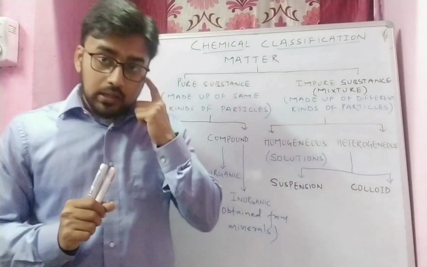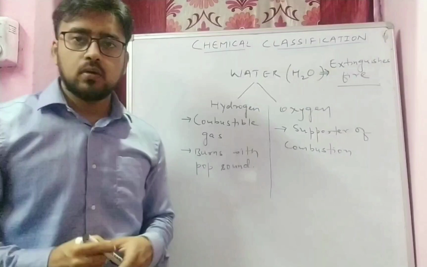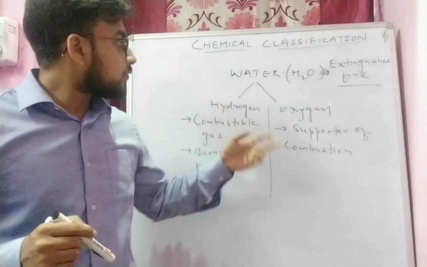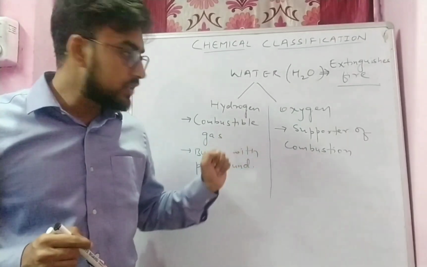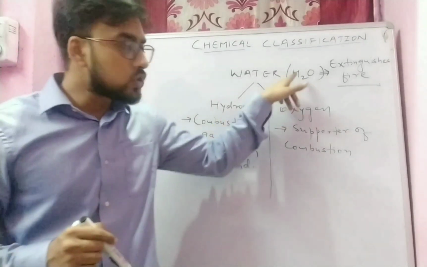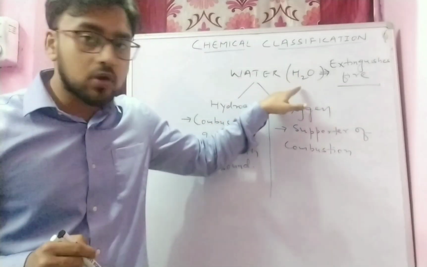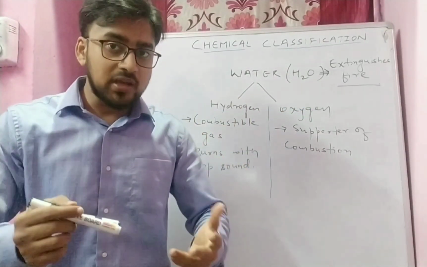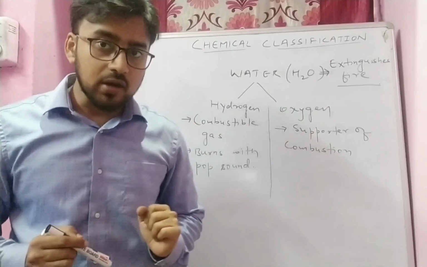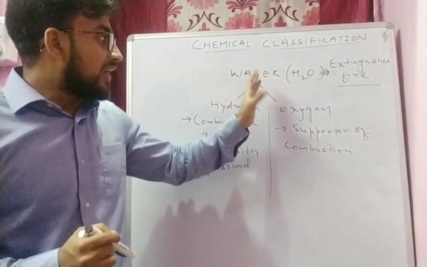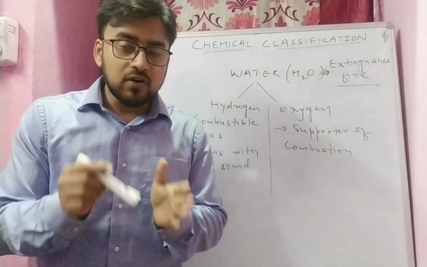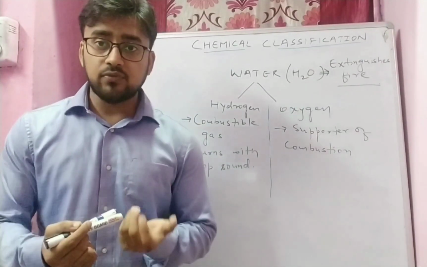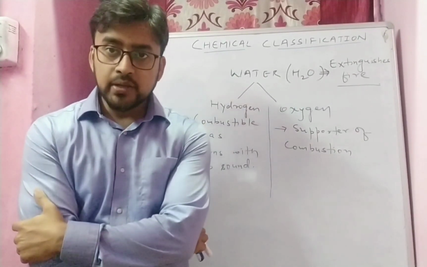For example, let us take a compound like water. As you know, water, that is H2O, is a compound. It is made up of two elements, hydrogen and oxygen, and the ratio is 2:1. It means two atoms of hydrogen and one atom of oxygen combine together to give one molecule of water, H2O. What we are going to do is prove that the property of a compound is totally different from the property of its constituent elements.